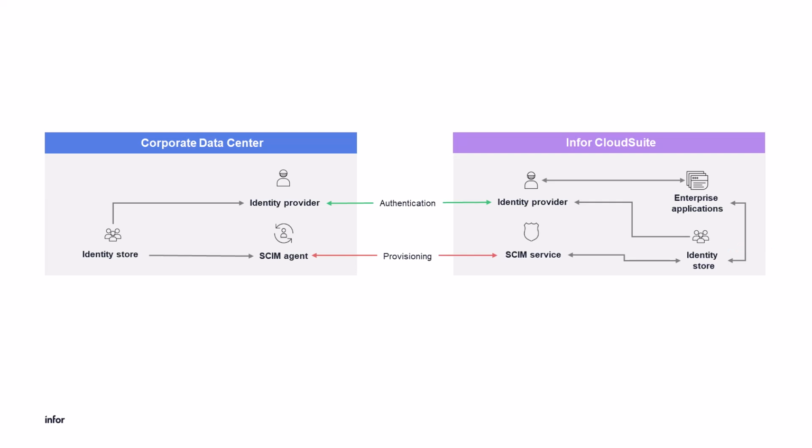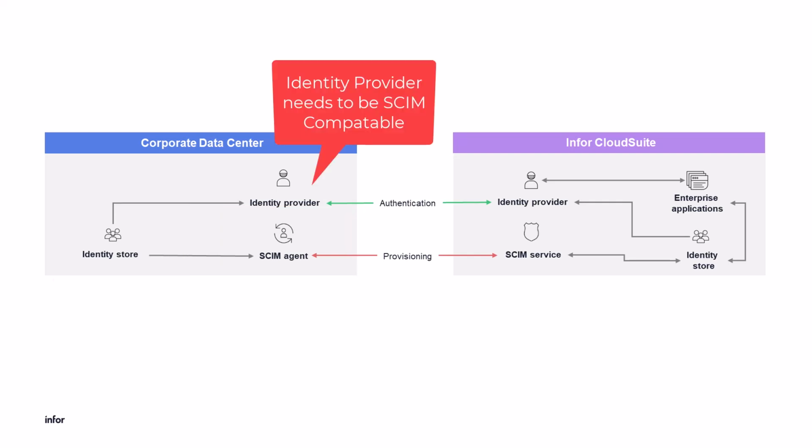If SCIM is used for automated user provisioning and maintenance, there will be a SCIM service enabled on the tenant and have a connection to a SCIM agent on the corporate data center's identity provider, which is then connected to the corporate data center's identity store. Please note again, the identity provider will need to be SCIM compatible.